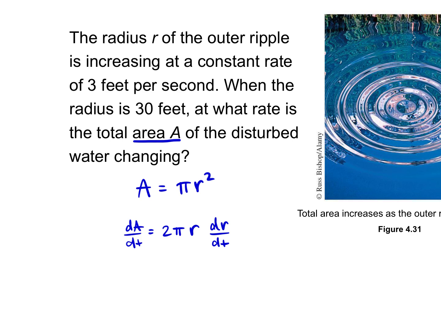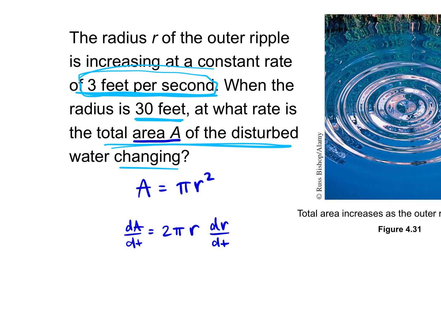So now let's plug in what we have. So the radius of the outer ripple is increasing at a constant rate of 3 feet per second. When the radius is 30 feet, at what rate is the total area changing? So 3 feet per second is what? What is 3? What am I plugging 3 into? Awesome. 3 is dr over dt, because that's how the radius is changing.